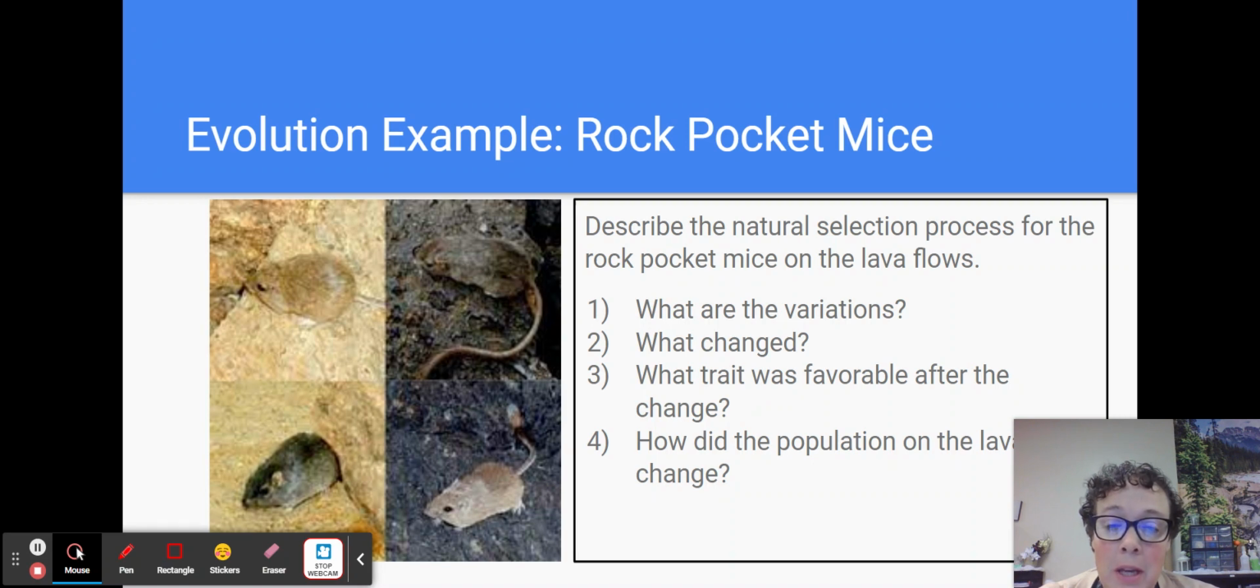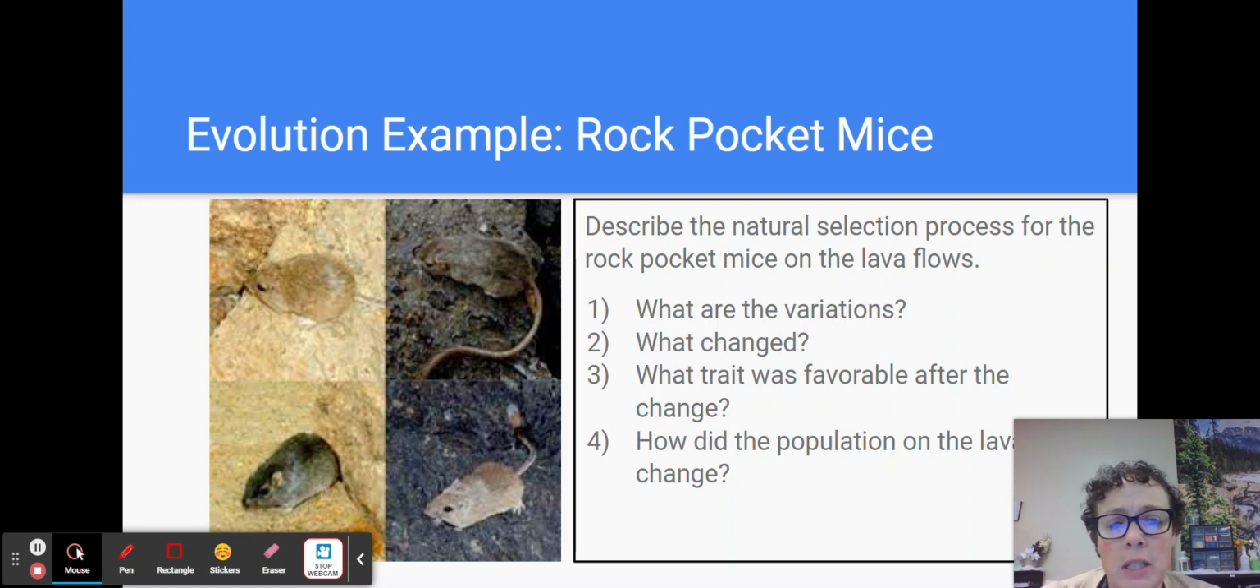Our rock pocket mice are mice that used to exist on a tan environment. A lava flow occurred at some point during time, and the rock pocket mice that went up to the lava flow, if they were tan, were eaten pretty quickly, whereas something happened and some of the mice became black. Over time, the percentage of black mice increased. So let's look at the story of the rock pocket mice in terms of natural selection.